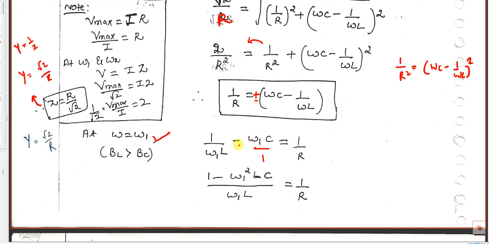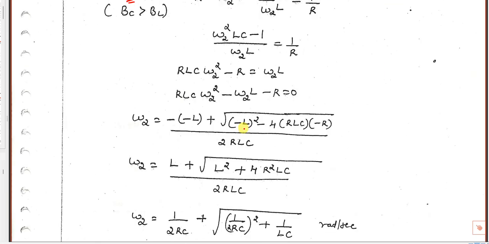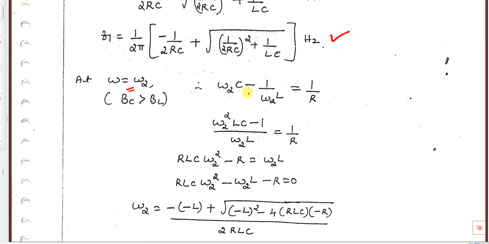So at omega equal to omega 1, we considered minus. So minus into this, that means this part is greater. If we are subtracting omega C minus 1 by omega L, the net answer is minus. That means this part is more. So now we have to consider the second case, where omega C part is more. Omega C minus this one is positive only. So here omega 2 C minus 1 by omega 2 L equal to R.